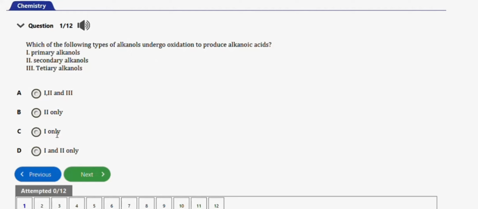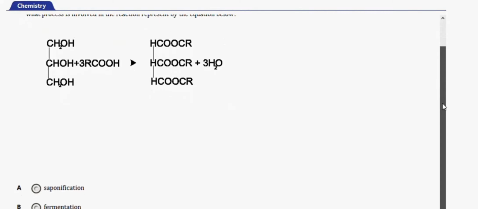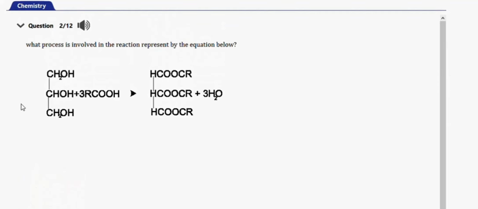So that's it for this question. The next question says, what process is involved in the reaction represented by the equation below? So this will give us esterification, because when you check here, we are having an alkanol reacting with an alkanoic acid, so it gives you an ester.